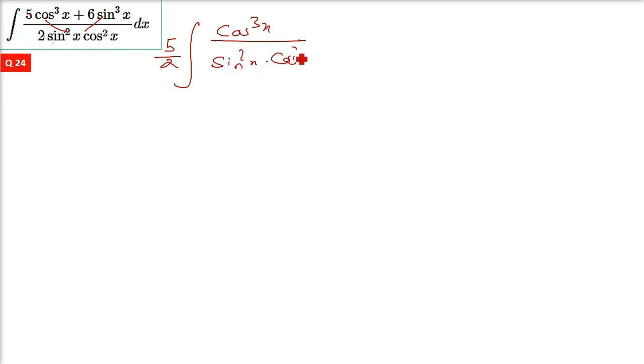Now what do we get here? Plus is there. 6 is there, 2 is there, 6 by 2, so this will be 3. Integration of sin cube x divided by sin square x and cos square x. Again, the same thing which we did in the previous question, you can just cancel these things out. And we have the standard result.